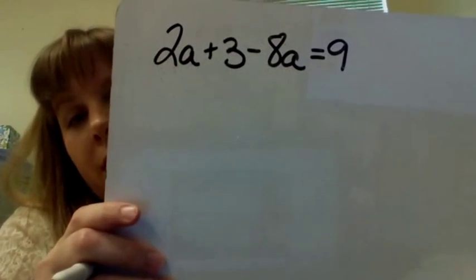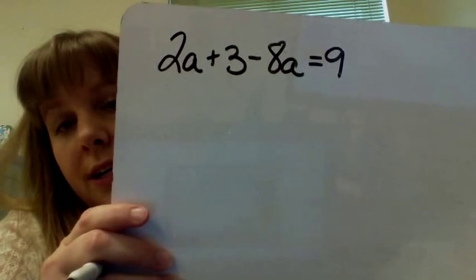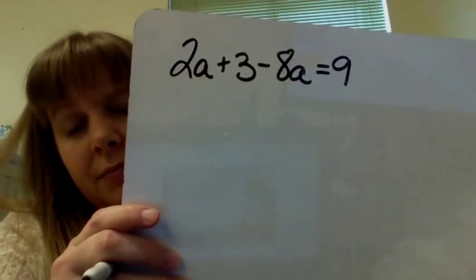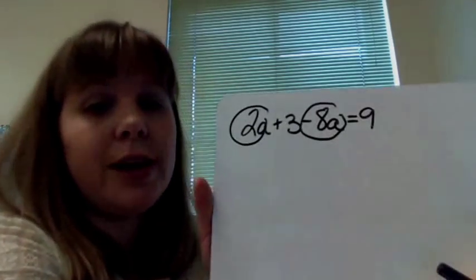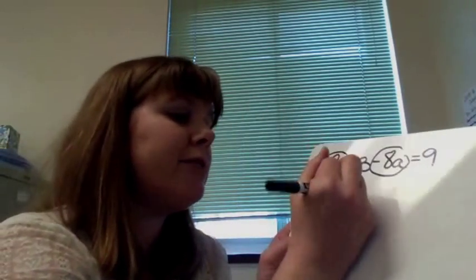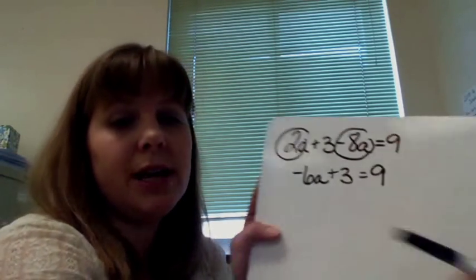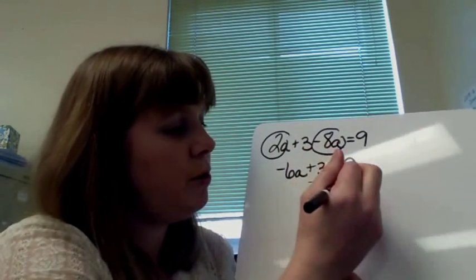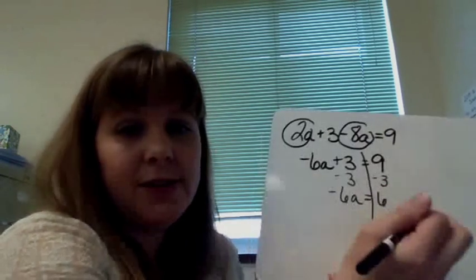2a plus 3 minus 8a equals 9. First thing I want to do here is simplify on the right-hand side, or left-hand side, sorry. So 2a and then the minus 8a. Those go together. Those are like terms. So 2a minus 8a gives me negative 6a. Plus 3 just carries down, equals 9 just carries down. Now I have a two-step equation. Subtract 3 from both sides. So negative 6a is equal to positive 6.